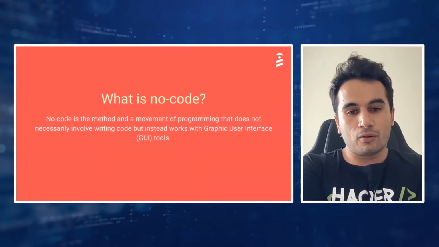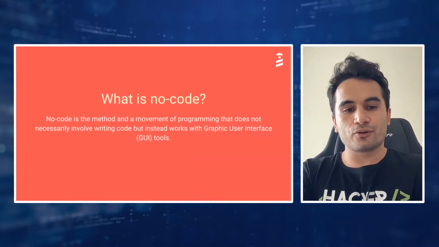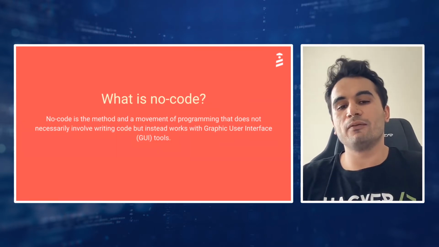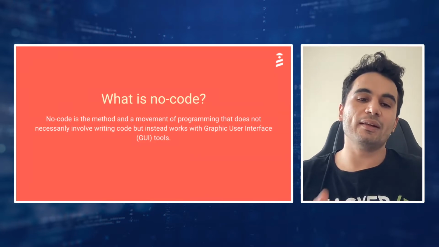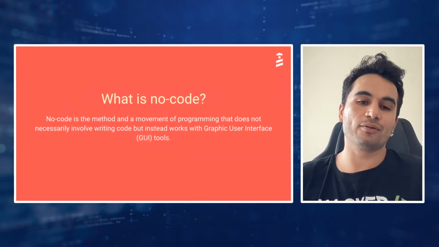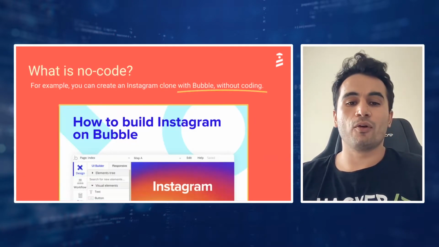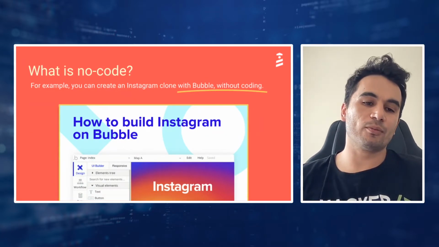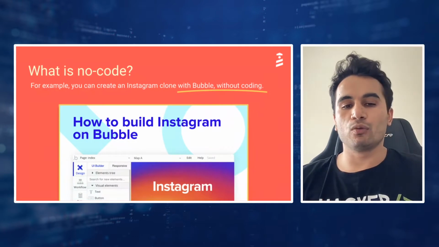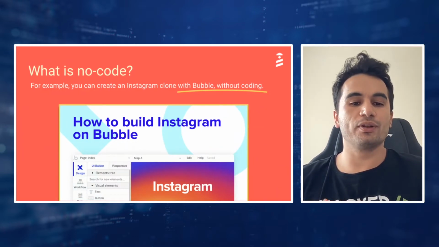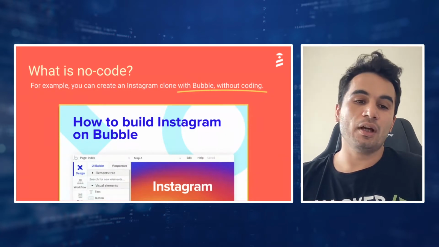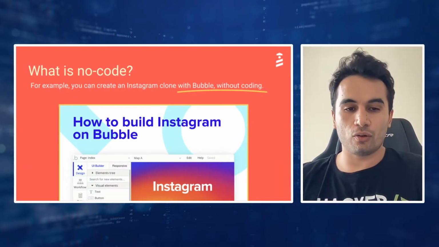Let's start with no code. The term no code refers to the method and the movement of programming that does not necessarily involve writing code, but instead works with graphic user interface tools. So, for example, let's say you want to create a website that works similar to Instagram. You would need to hire a couple of web developers, but thanks to no code, you can create your own version of Instagram without having to code.